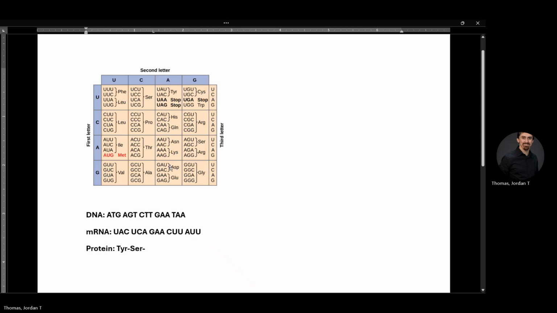G is here, A is this column. GAA, that's GLU, glutamate. And the next one, CUU. Again, C, we find U, CUU, which is LEU, leucine. And the last one is AUU. So the row for A, column for U, AUU is ILE, isoleucine. So now we have our strand, which is this.